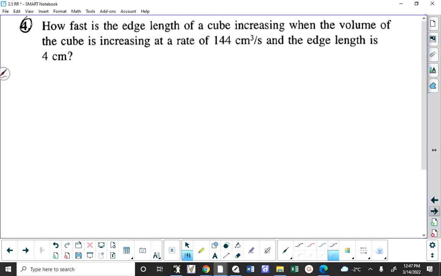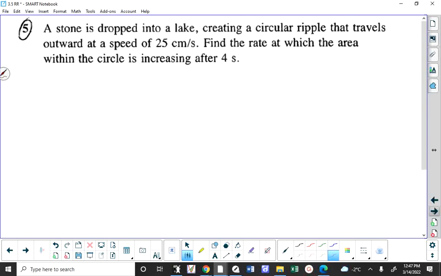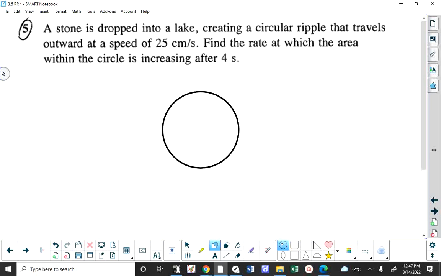We're talking textbook 5? So a stone is dropped in a lake, creating a circular ripple that travels at a particular speed. Now, if you have a circular ripple or a circular wave that's expanding outward, if I say that the ripple is traveling at 25 centimeters per second, then what that means is that the radius is growing by 25 centimeters per second.